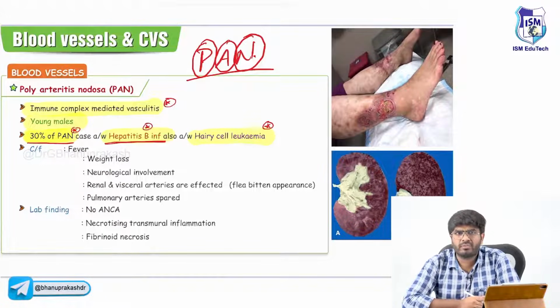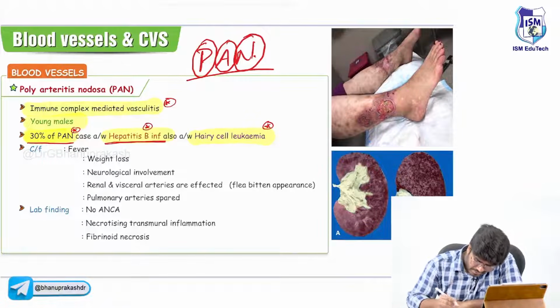Okay, a famous mnemonic, especially for the board exams, USMLE exams. PAN means pulmonary artery not affected. All blood vessels are affected, but pulmonary blood vessels are usually spared. So that's the MCQ. Pulmonary arteries are usually spared.